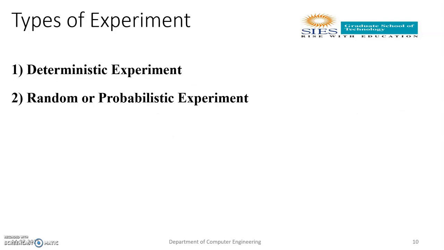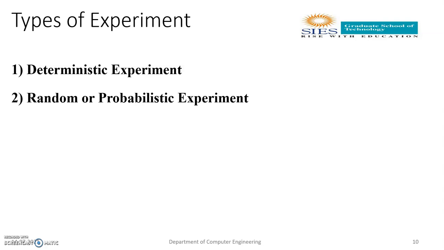So basically, there are two types of experiments, that is deterministic experiments and random or probabilistic experiments. Deterministic experiments are those experiments for whom the outcome is determinable. That means it is either yes or no, it's either 0 or 1, something like that. Random or probabilistic experiments are such type of experiments in which although we have a finite outcome, the outcome may not be yes or no or 0 or 1. It will give you a probability.